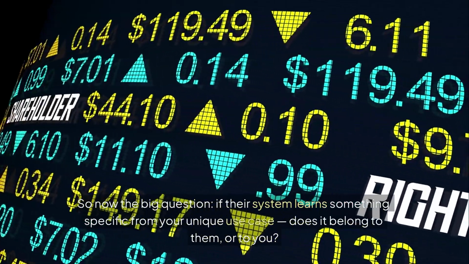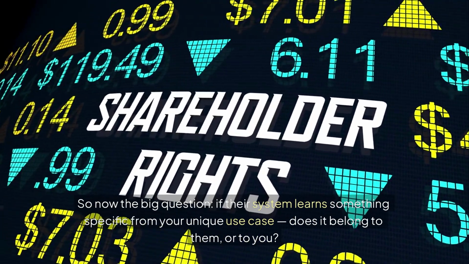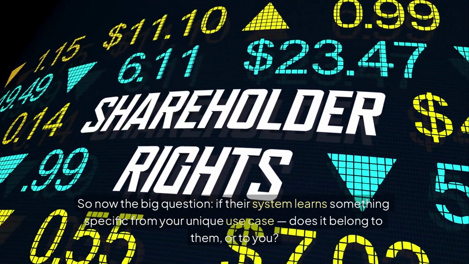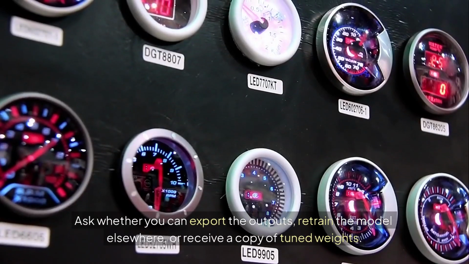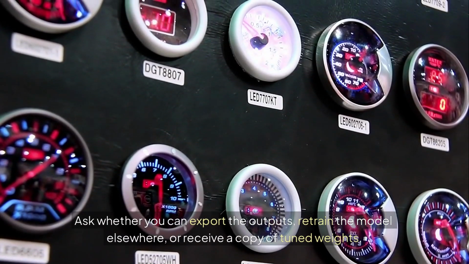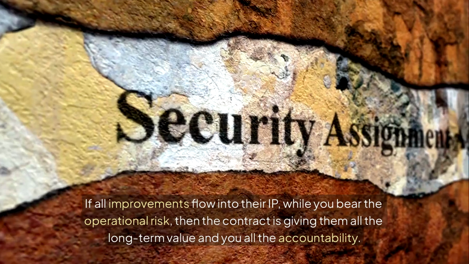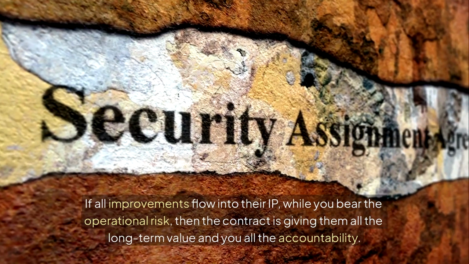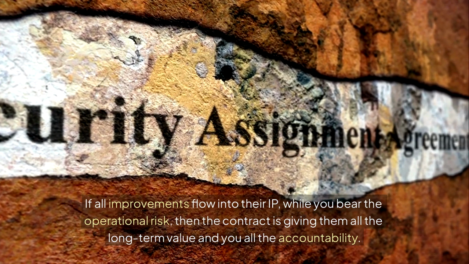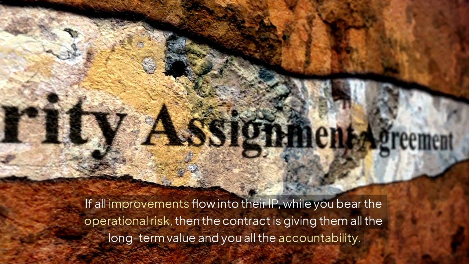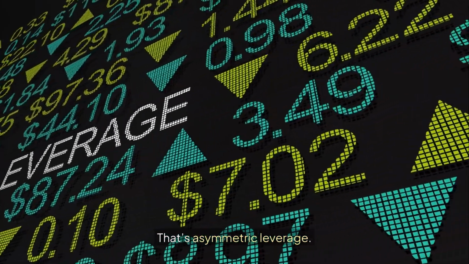So now the big question: if their system learns something specific from your unique use case, does it belong to them, or to you? Ask to define what counts as derivative work. Ask whether you can export the outputs, retrain the model elsewhere, or receive a copy of tuned weights. If all improvements flow into their IP while you bear the operational risk, then the contract is giving them all the long-term value and you all the accountability. That's not partnership. That's asymmetric leverage.